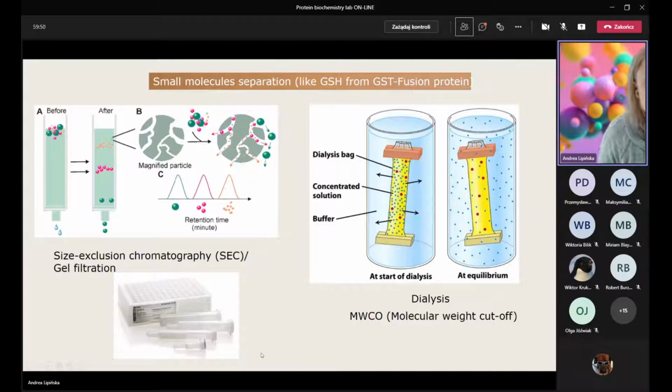And we can buy also desalting columns, which are based on SEC. They are called PD10 usually. So these are PD10 columns, which can be used for desalting, for example, if we want to remove salts or just change the buffer that our protein is in.